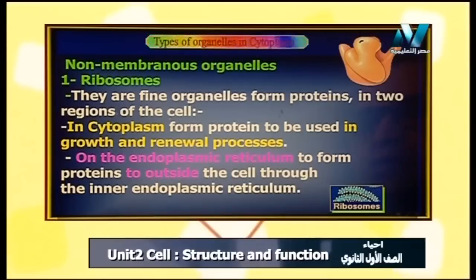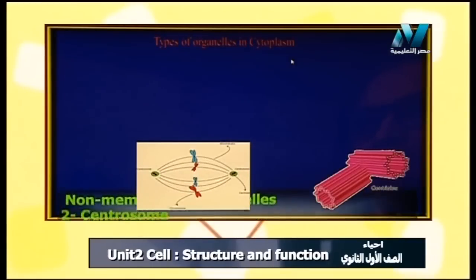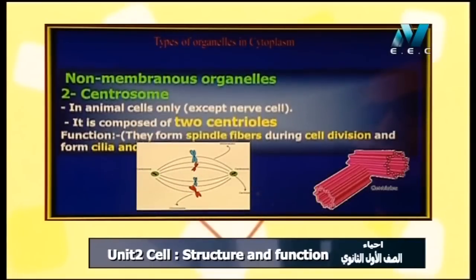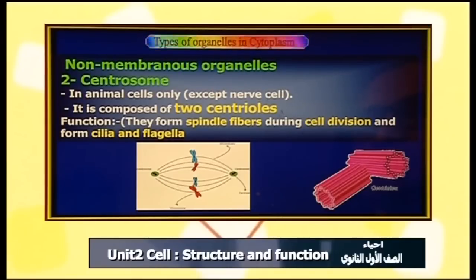The ribosomes are located in cytoplasm to form proteins that used in growth and renewal process, and also located on the rough endoplasmic reticulum to form protein to outside the cell through the inner endoplasmic reticulum. يبقى non-membranous organelles بدينا بالريبوسوم، والريبوسوم ده السنترز اوف بروتين سينس انسايد ذا سيل. لكن دلوقتي هنشوف السنتروسوم. سنتروسوم in animal cells only except nerve cells.